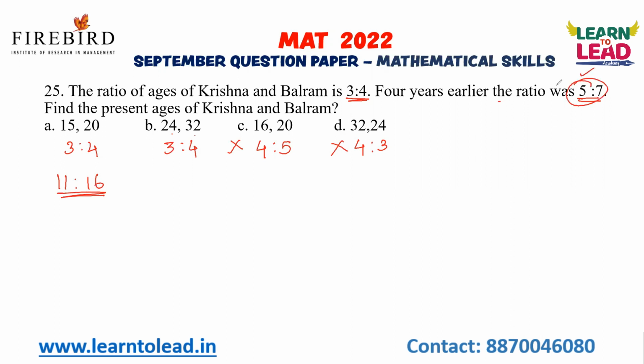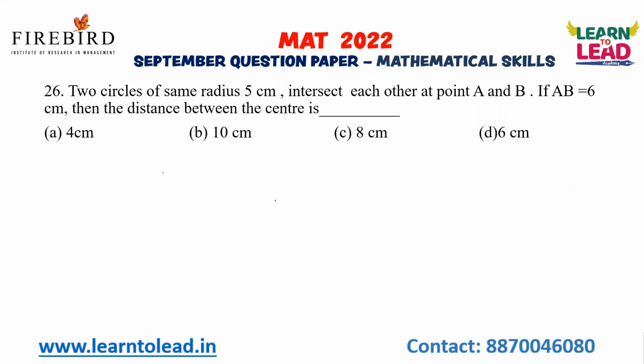It should be 5:7. And now if I check with option B, 24 minus 4 is 20 and 32 minus 4 is 28. So if I take the ratio, 5:7 is the ratio. So option B is the answer. So within 15 to 20 seconds, you can do it. Okay. Some questions are there which you can do very easily, and few questions will be tough where you have to spend much time. So try to solve the simple questions as soon as possible. Okay, while seeing the question itself, you try to solve.